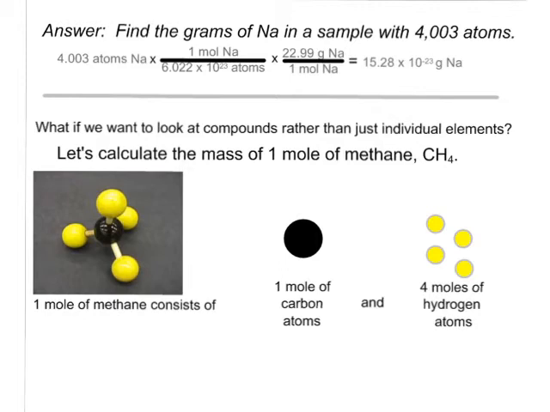The answer for that problem, I'm going to start with the number of atoms of sodium, 4.003, multiply by the conversion factor with Avogadro's number. We're going to put the number of atoms on the bottom of our fraction and 1 mole on the top. That way, the number of sodium atoms cancels out. And then when we write our next conversion factor, our molar mass, 22.99 grams of sodium in 1 mole of sodium. I got this off of the periodic table. We can then cancel the number of moles of sodium right there. And we come up with 15.28 times 10 to the negative 23rd grams is the only unit left.